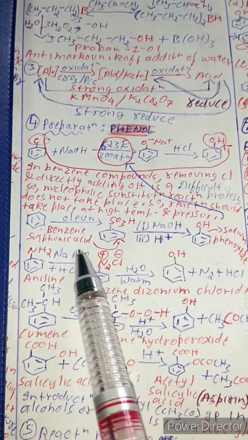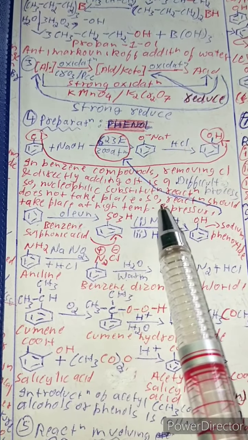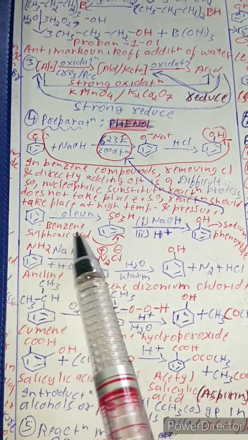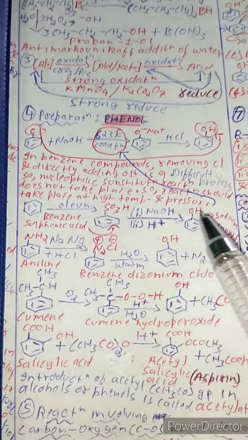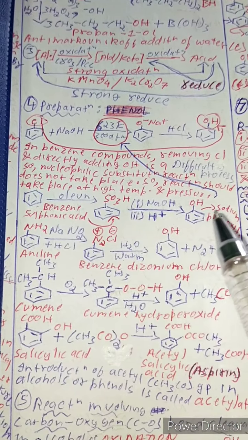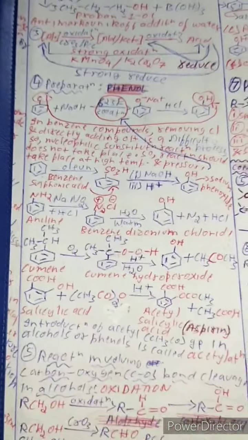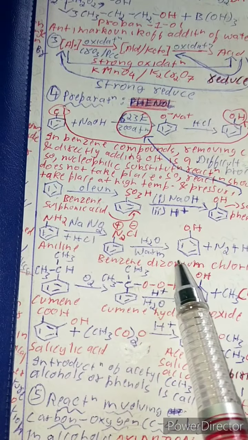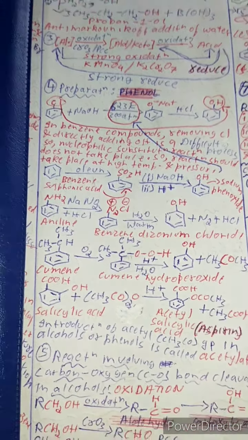See, this is benzene, and benzene in the presence of oleum gives this compound, that is benzene sulfonic acid. In the presence of NaOH and H plus, it gives sodium phenoxide. And aniline in the presence of sodium nitrite and HCl gives benzene diazonium salt. In the presence of warm water, it gives phenol plus N2 plus HCl.